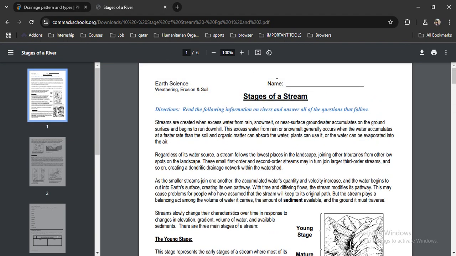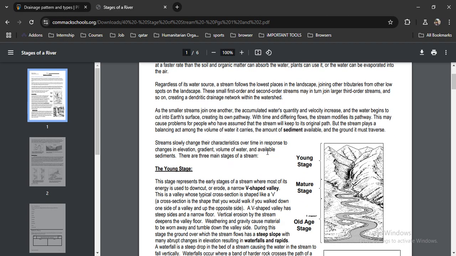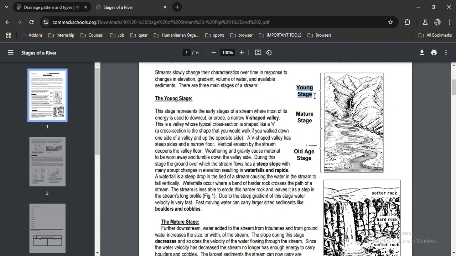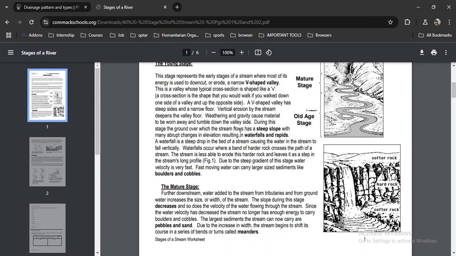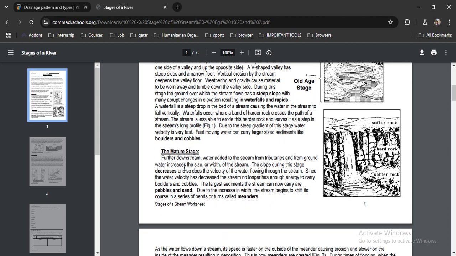So this is something I'm looking for, the stages of a stream. There is the young stage, the mature stage, and the older stage. The young stage represents the earliest stage of a stream, where most of its energy is used to downcut or erode a narrow V-shaped valley, whose typical cross section is V-shaped. What happens in the mature stage? Further downstream, water added to the stream from tributaries and from groundwater increases the size or width of the stream.